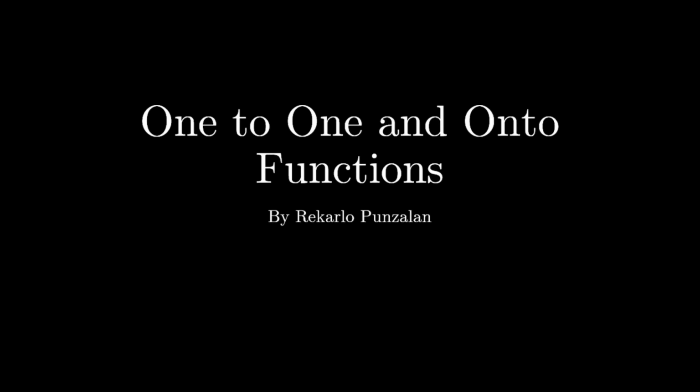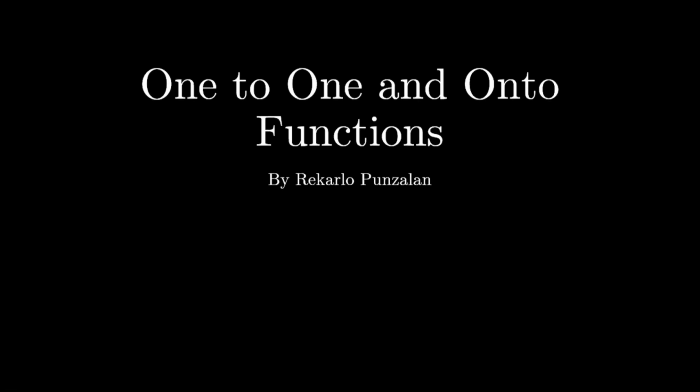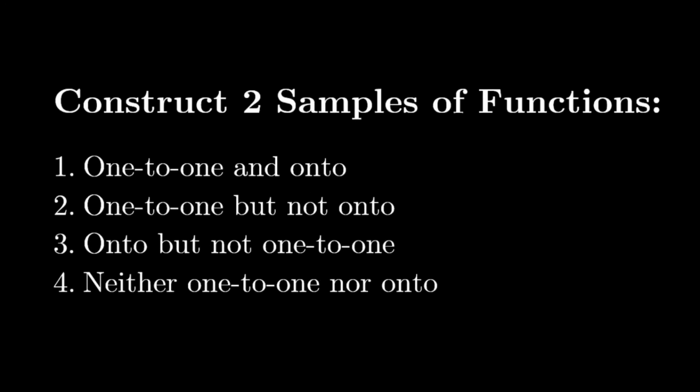In this video, we're going to talk about real-life examples of one-to-one and onto functions. Our task at hand is to construct two samples of functions for each category mentioned here: both one-to-one and onto, one-to-one but not onto, onto but not one-to-one, and neither one-to-one nor onto functions. These two characteristics of functions are highly dependent upon the two sets where they operate, the domain and the codomain.